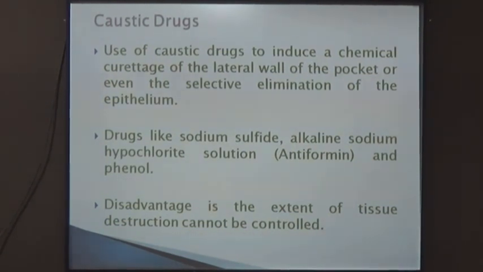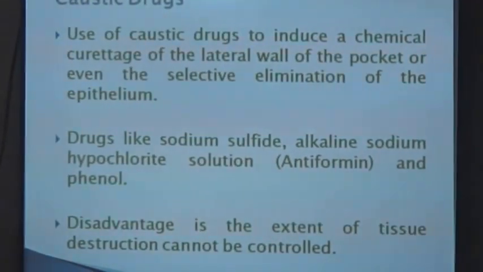And the disadvantage is that the extent of the tissue destruction cannot be controlled. That is the reason we are not using caustic curettage nowadays. In case they ask, they can put that caustic curettage is not used nowadays, because you cannot control the depth. With the BP blade and the curette, you will know where the tip of the instrument is. With caustics you cannot, so destruction of the tissue cannot be controlled. Is it understood? Can I go to the next slide now?